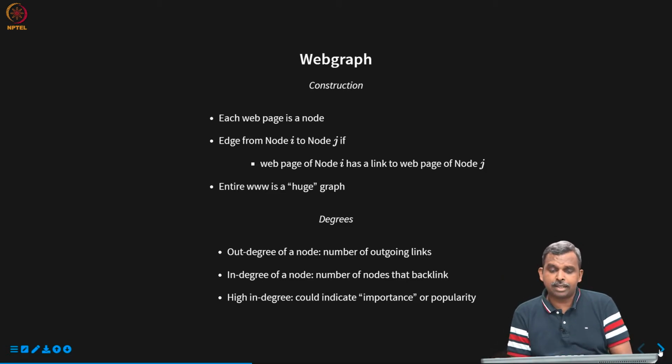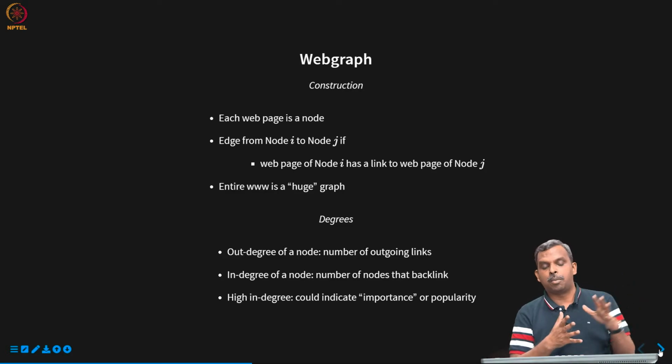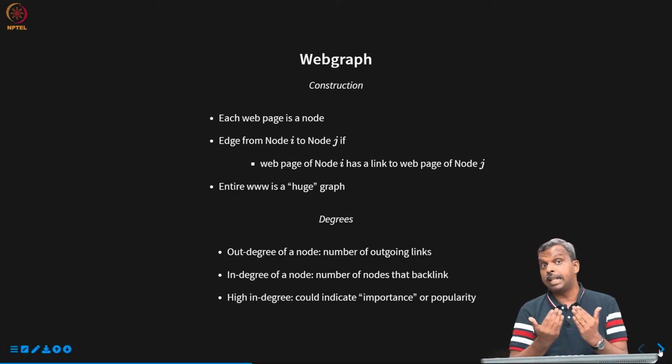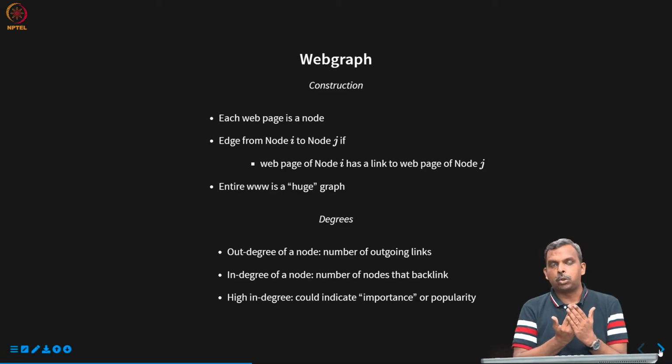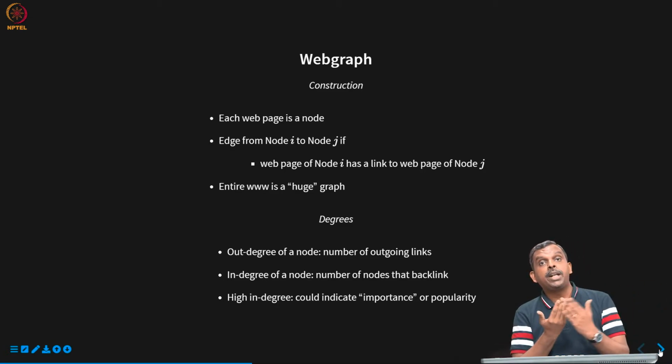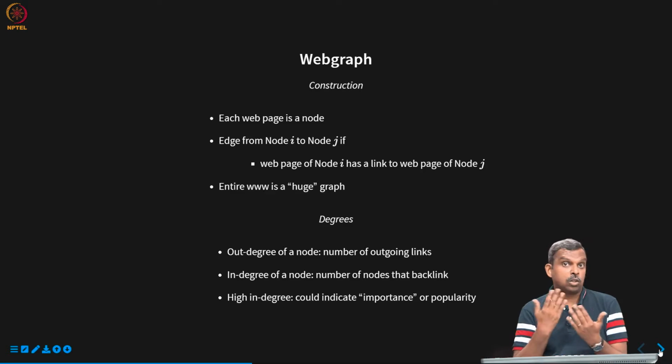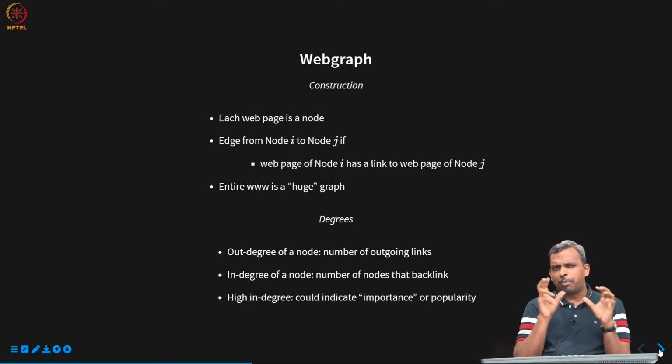Now there are a few interesting things about this web graph. First is this notion of degrees. There is an out degree to a node, the number of outgoing links from a web page. There's also an in degree to a node. This is not something the web page itself controls: how many other pages are pointing to you? That's an interesting indication of how important your web page is. So a high in degree could indicate some sort of importance or popularity.